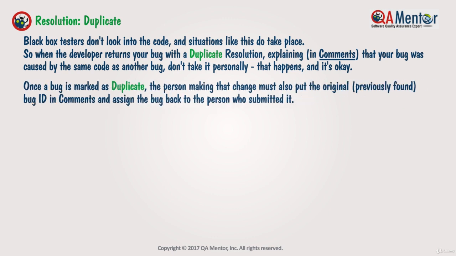Once a bug is marked as duplicate, the person making that change must also put the original, previously found bug ID in comments and assign the bug back to the person who submitted it. See Bug Vault, bug number 10. Pay attention to change history.